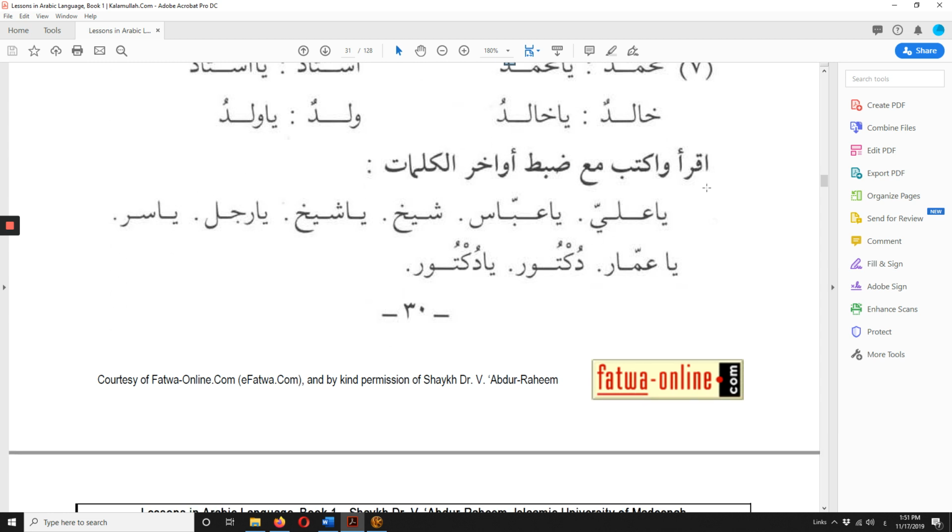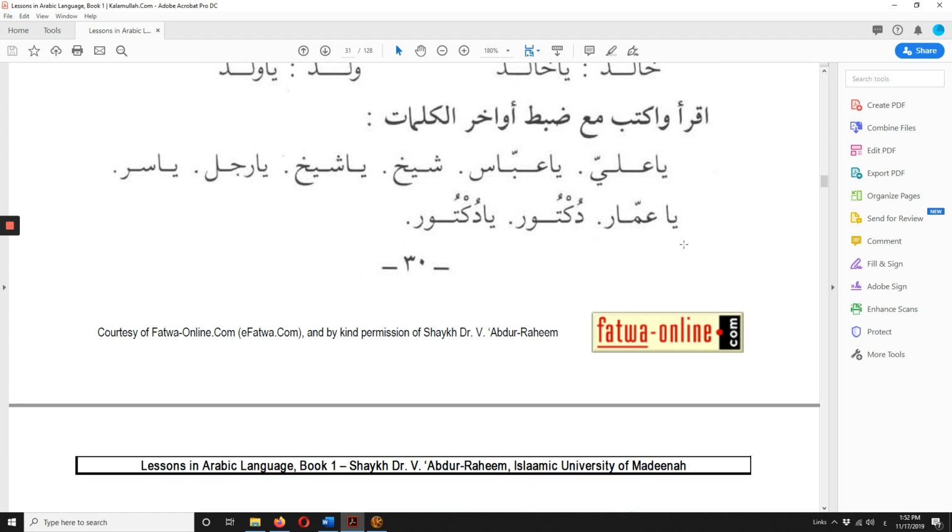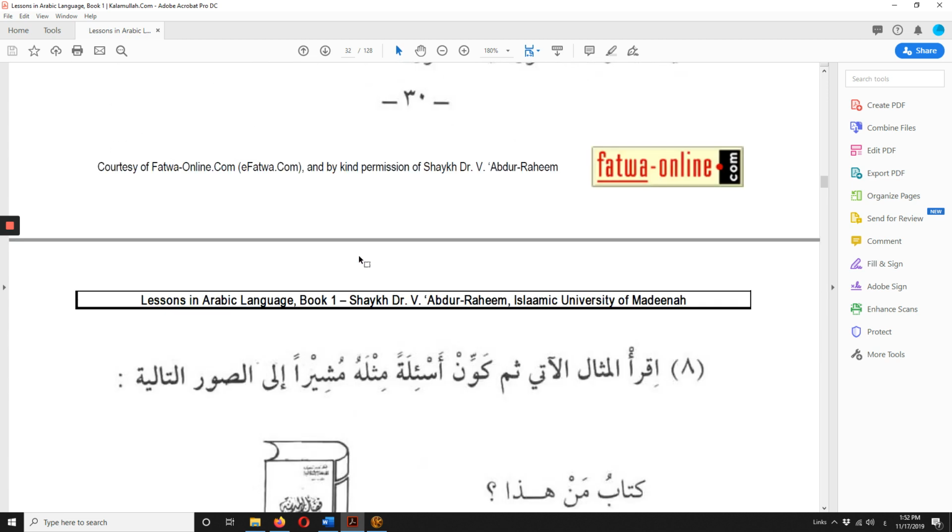And here it says, read and write with accurate endings of the words. So read and write with accurate endings of the words. So this should be Ya Aliyu, Ya Abbasu, Shaykhun, Ya Shaykhu. So that's just practicing that rule there. I'll leave the rest for you guys.